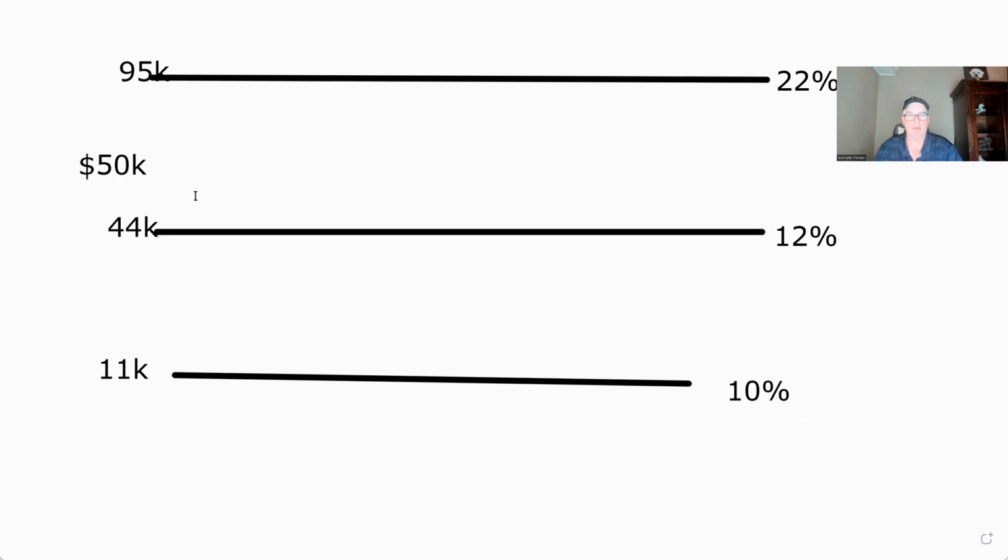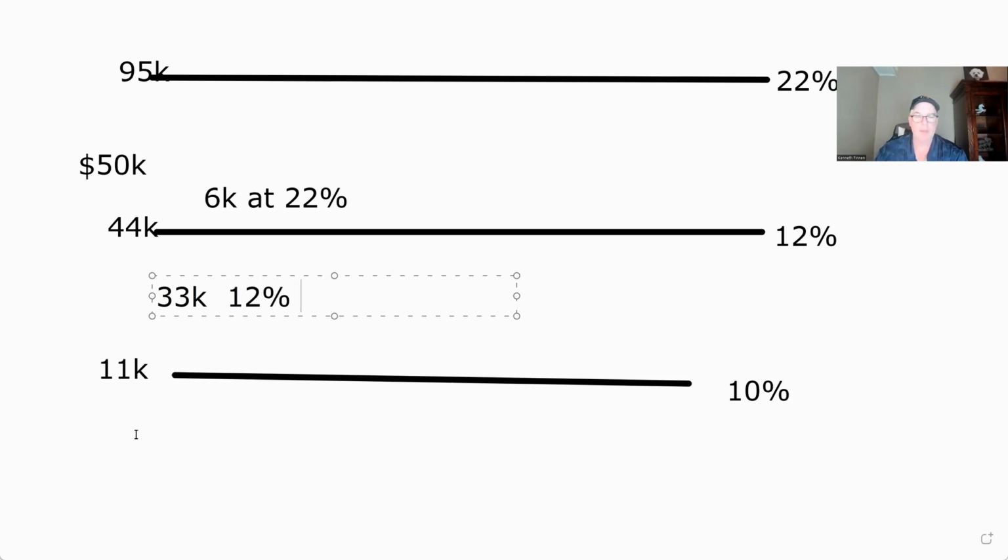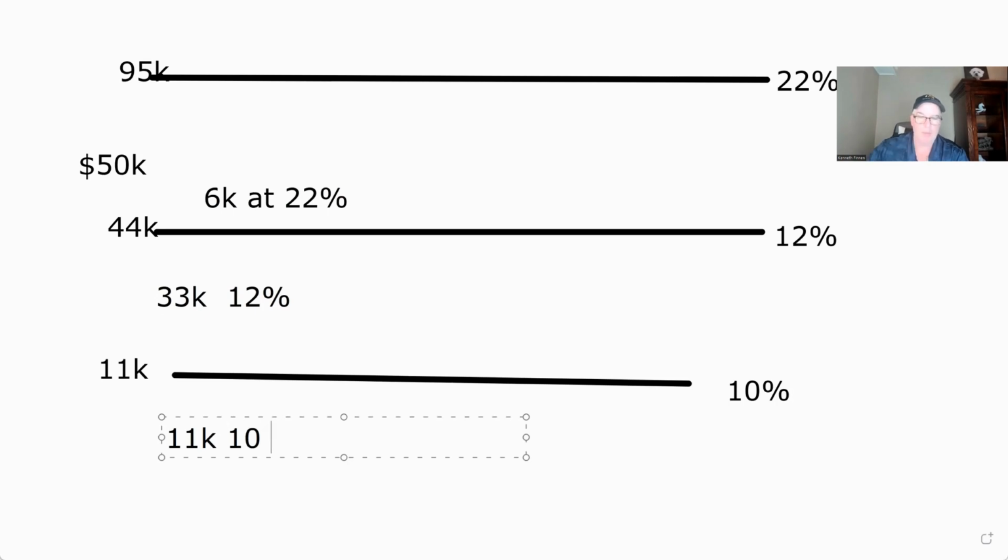So let's figure this out. It's 6K, right? And remember, I rounded the 95 and the 40. There are dollar amounts in between them, but it's about right. So 6K is going to be at 22%, 33K is going to be at 12%, and 11K is going to be at 10%. I'm going to pause so we can do it, so we don't waste too much of your time, because I'm already nailing you for hours on this one.